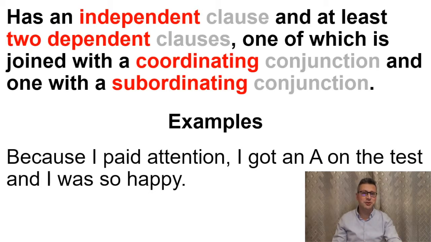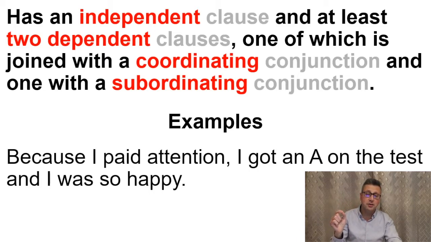Because I paid attention, I got an A on the test, and I was so happy. Because I paid attention, look, what kind of sentence is that? Well, it's starting with because, which is subordinating or coordinating? Think about it. Subordinating conjunction, yes. And I'm starting with a subordinating conjunction. It follows a thought which is incomplete. Therefore, I have a comma.